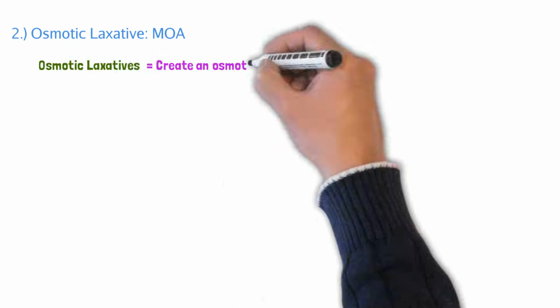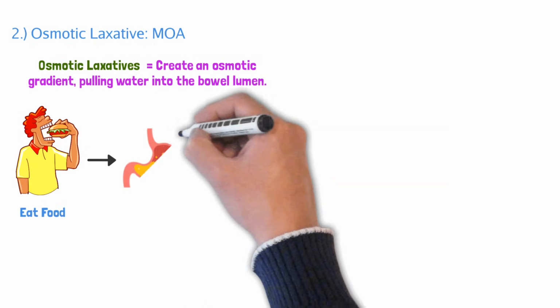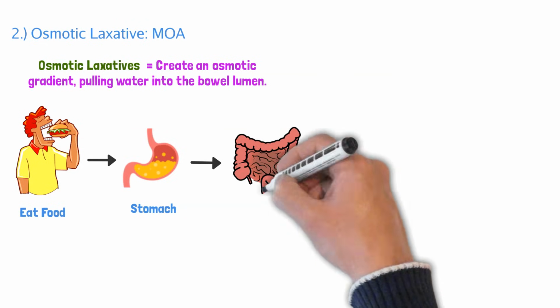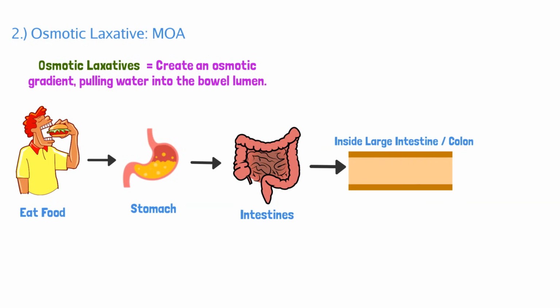Now we can talk about how osmotic laxatives actually work, their mechanism of action. So remember, osmotic laxatives, they pull in water. A fancy way of saying this is they create an osmotic gradient, and that gradient pulls water into the bowel lumen. So you have more water in your colon and large intestine. So let's look at an example. So if you eat food, right, this burger goes to your stomach, gets digested, goes through your small intestine, then eventually your large intestine, and then through your intestine, eventually to your colon, and then you go to the bathroom, right?